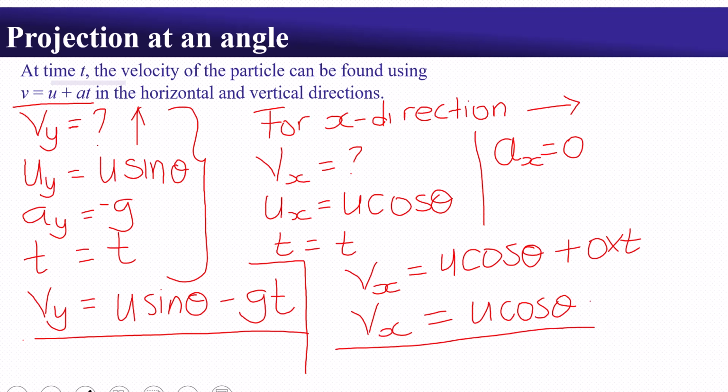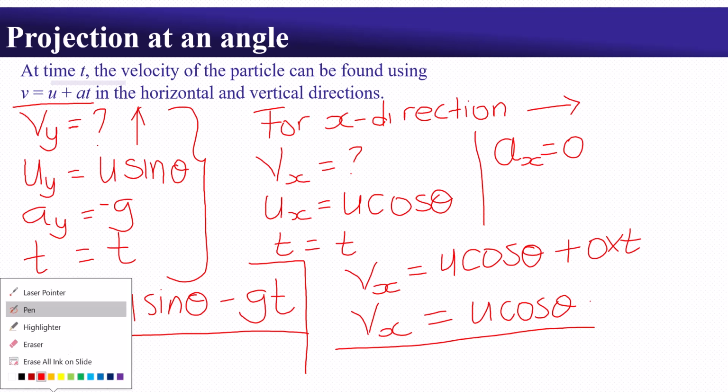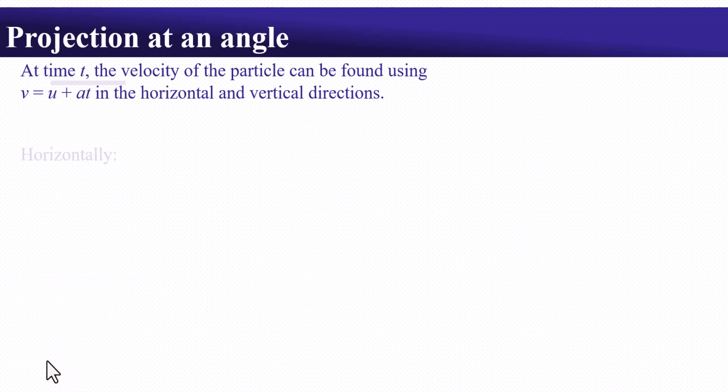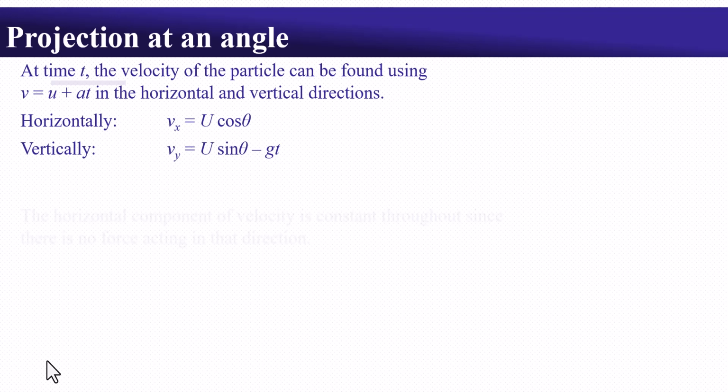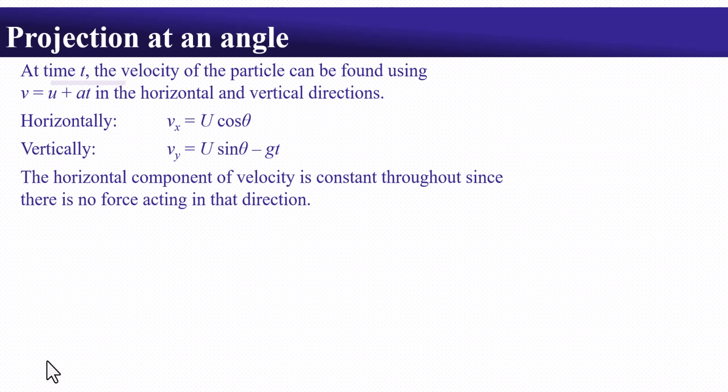I hope this is clear to everyone. I had summarized this information on this slide, so I think we can go through it. Let me first erase this. You realize that horizontally our v in the x is u cos of theta. I think I've derived that, and vertically our v in the y will be u sine of theta minus gt. I think we have also derived that.